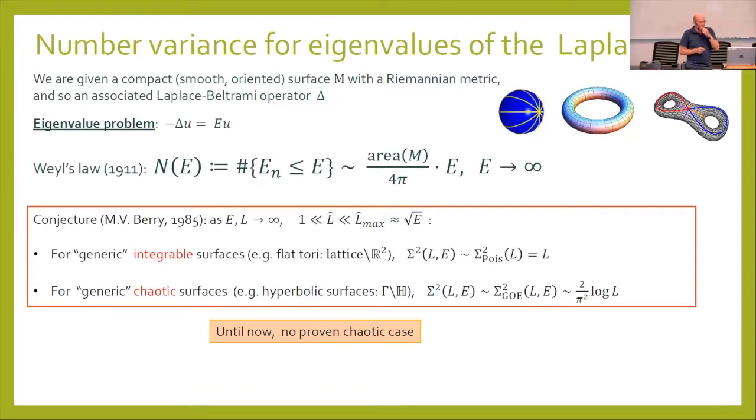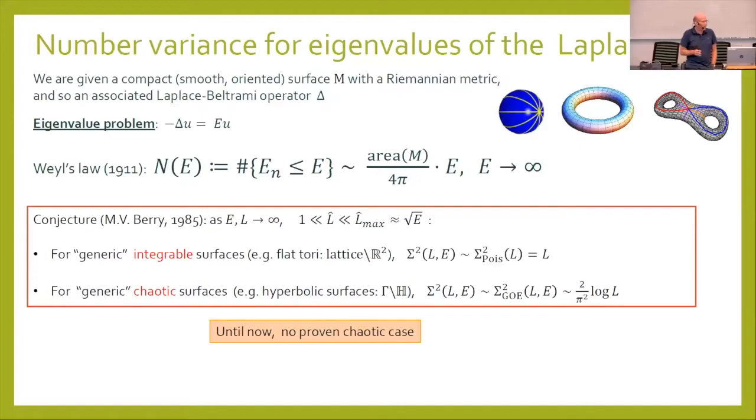So the question is, what does the number variance look like in those cases? And there's what for me is a fascinating conjecture that says that if you take short enough windows, then for some special cases, such as a flat torus, the eigenvalues will behave like a Poisson sequence. While if you take a chaotic surface, for instance, a hyperbolic surface, a surface with a metric of constant negative curvature, or just negative curvature, then the variance will behave as though you have eigenvalues of a random symmetric matrix. So in particular, the variance will be very small. And this is what I want to examine.